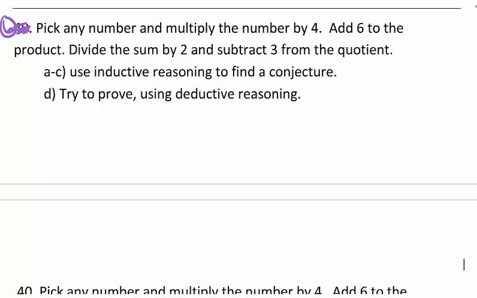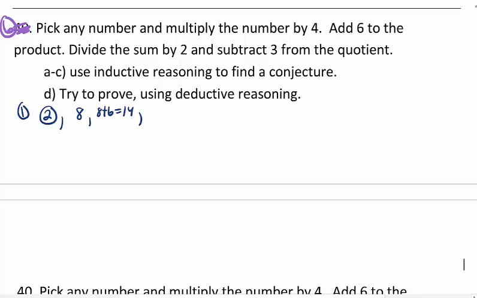So we're going to pick any number and multiply the number. So my first example, let's pick the number 2. That's the number I picked. We're going to multiply that by 4, which is 8. We're going to then add 6 to the product. The product is the number I just got. So 8 plus 6, which gives me 14.